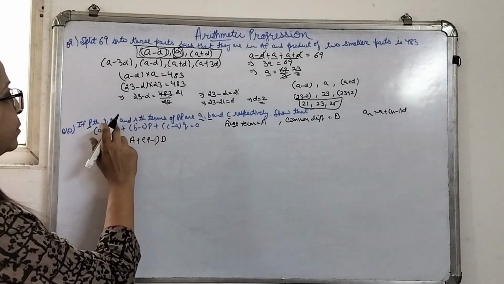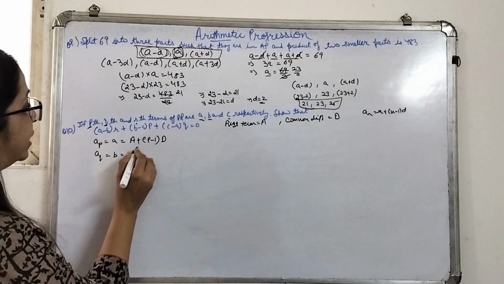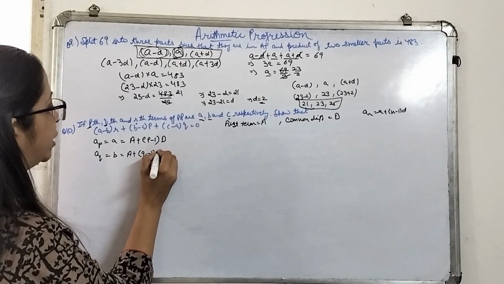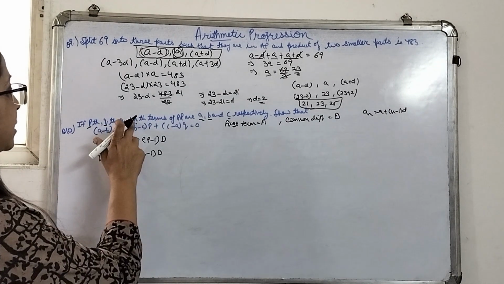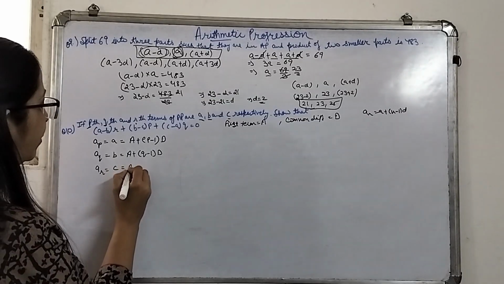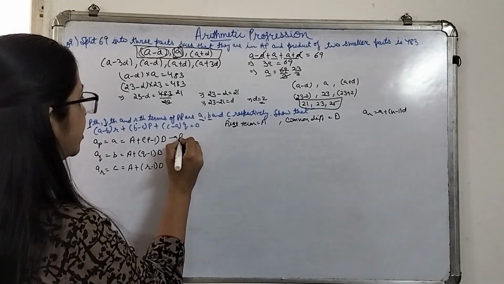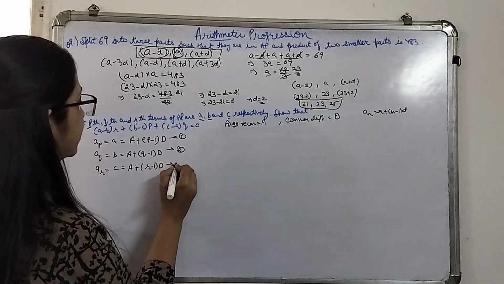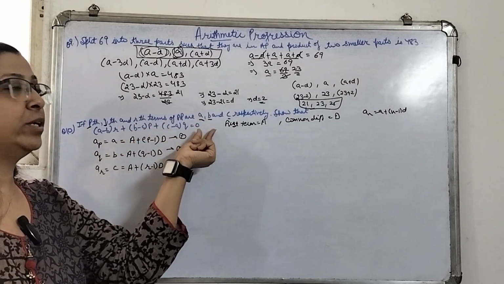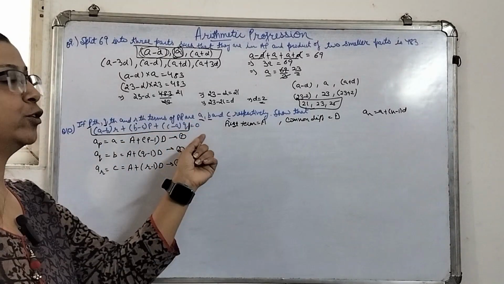Now the qth term is B. So the qth term is B, and in terms of AP we can write it as A plus Q minus 1 into D. Rth term of the AP is C. That means AR is C, and it will be A plus R minus 1 into D. Suppose this is your first equation, this is your second equation, and this is your third equation. Now we will take the LHS part and prove it equivalent to the RHS part. We have to do that only.